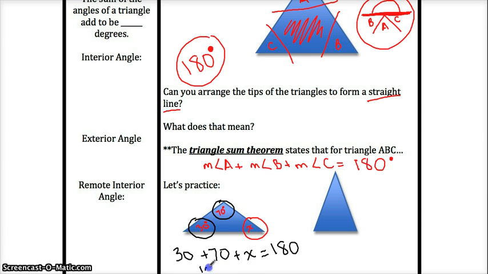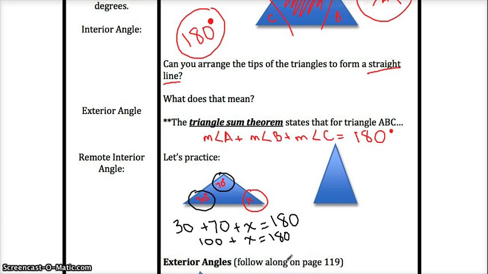30 plus 70 is 100, plus X equals 180, and 100 is positive, so we need to subtract 100. Let me get some more space. Subtract 100.